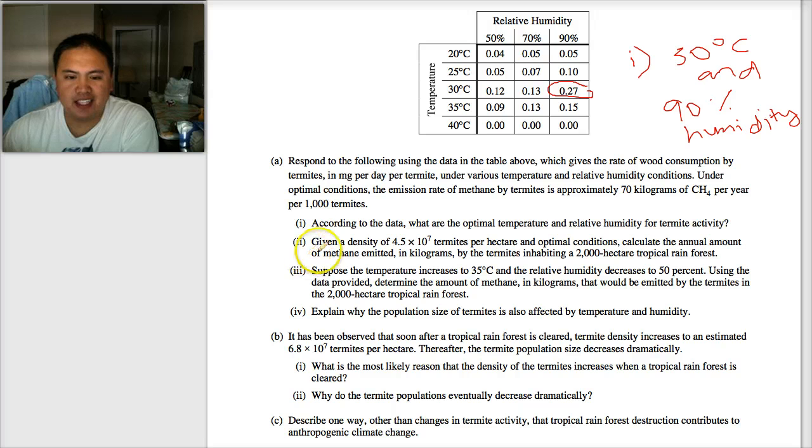Now let's get to some math. It says, given a density of 4.5 times 10 to the 7 termites per hectare, hopefully you guys remember what hectares are. It's just another name for an acre. So there's 4.5 times 10 to the 7 termites per acre, and optimal conditions. Calculate the annual amount of methane emitted in kilograms by termites inhabiting a 2,000 hectare tropical rainforest. Alright, so how do we do this?